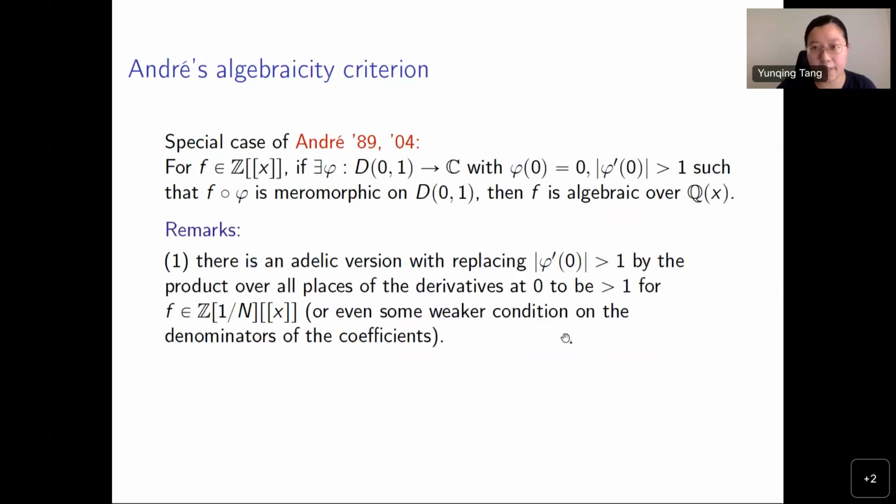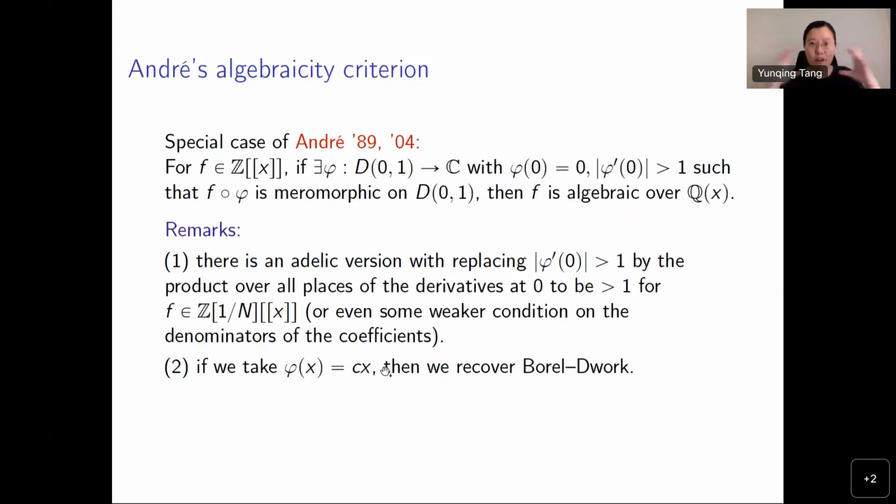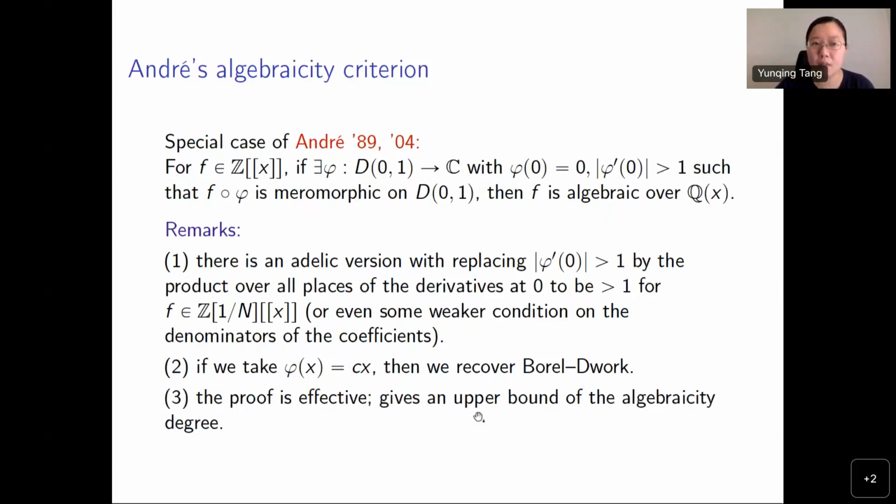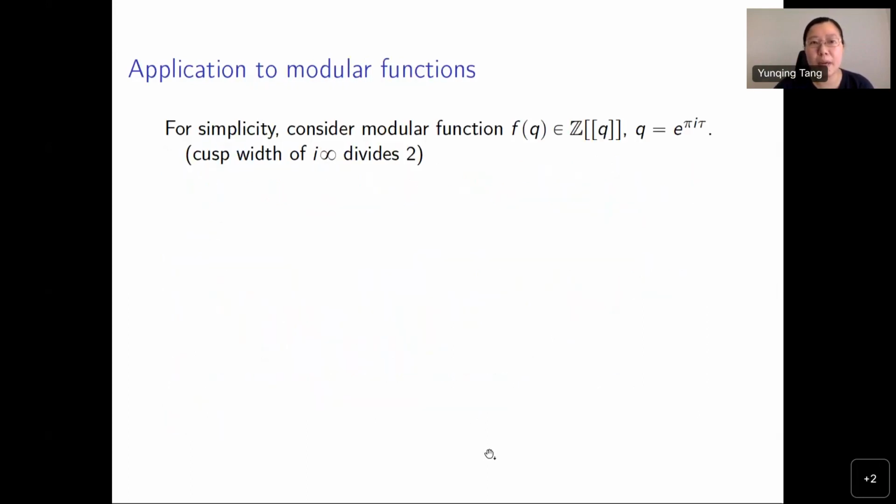And so you can do an adelic version. And if you just do scaling of the disk, that recovers the previous Borel work. And moreover, what is more important is that the proof is actually effective. It gives an upper bound of the algebraicity degree. And now let's go back to the modular form situation. For simplicity, let's just talk about modular forms with Z coefficients.